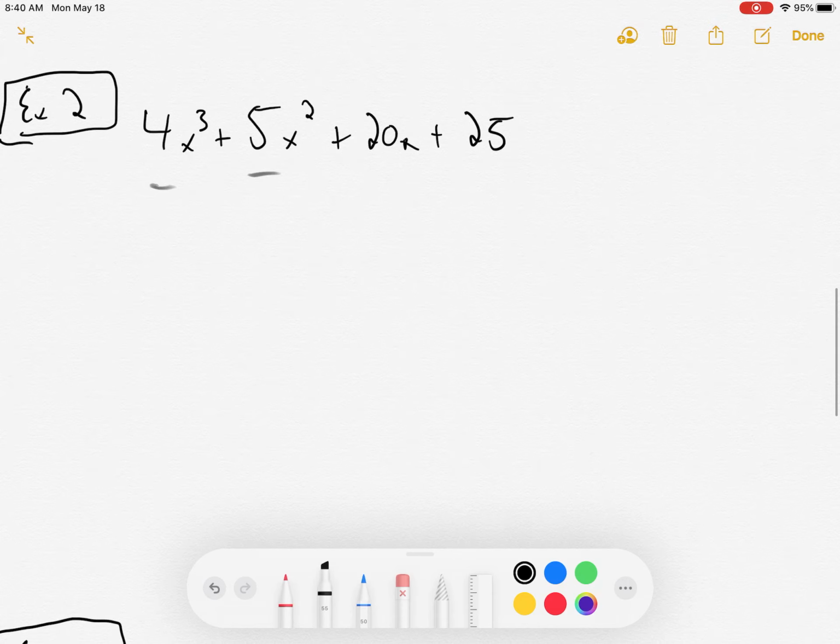Okay, on to the next one. Again, we have 1, 2, 3, 4 terms. So you start factoring by grouping by drawing a line right down the middle.